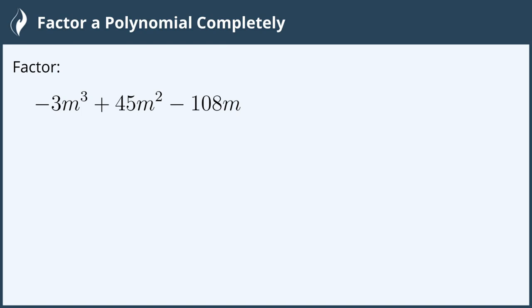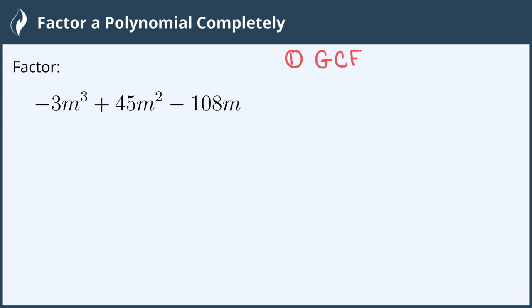Hi everyone! In this video we will factor a polynomial completely. Factor negative 3m cubed plus 45m squared minus 108m. The very first thing we always want to check when we're factoring is we look for the greatest common factor.